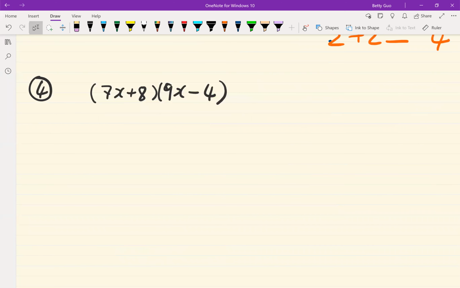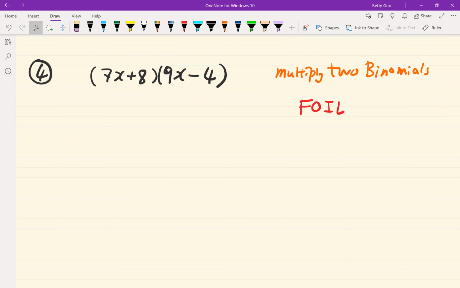Number 4, I'm going to show you a very important technique. It's called FOIL. You might remember this. What do we do with FOIL? We apply FOIL to multiply 2 binomials. So in number 4, I'm going to show you how to multiply 2 binomials. The method we are going to learn is called FOIL.